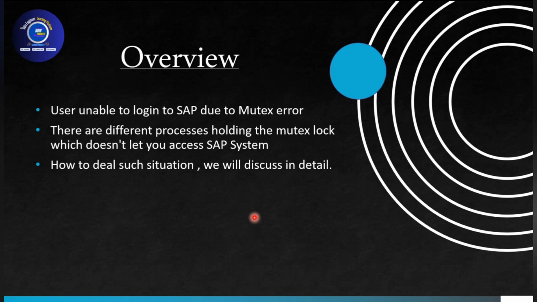So the first thing is, when a mutex error happens, the first impact is that users cannot log into the system. The reason is very simple: different processes can hold your mutex lock. It could be the dispatcher, your ICM, your gateway, anything. So you don't know which service is causing the mutex lock, and you need to identify that. I'll tell you how to identify the mutex lock scenario so that whenever you face this kind of situation, you will look directly at the services being impacted.